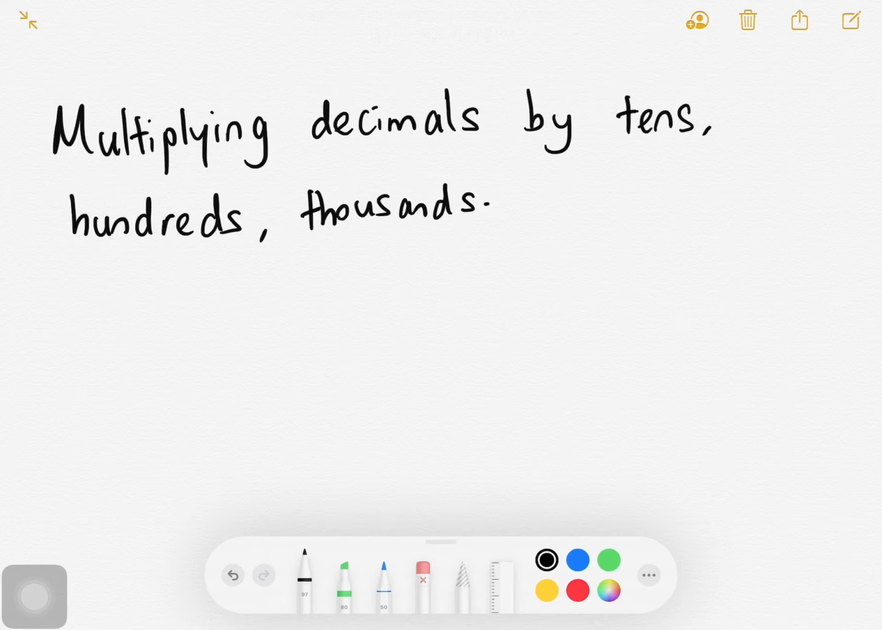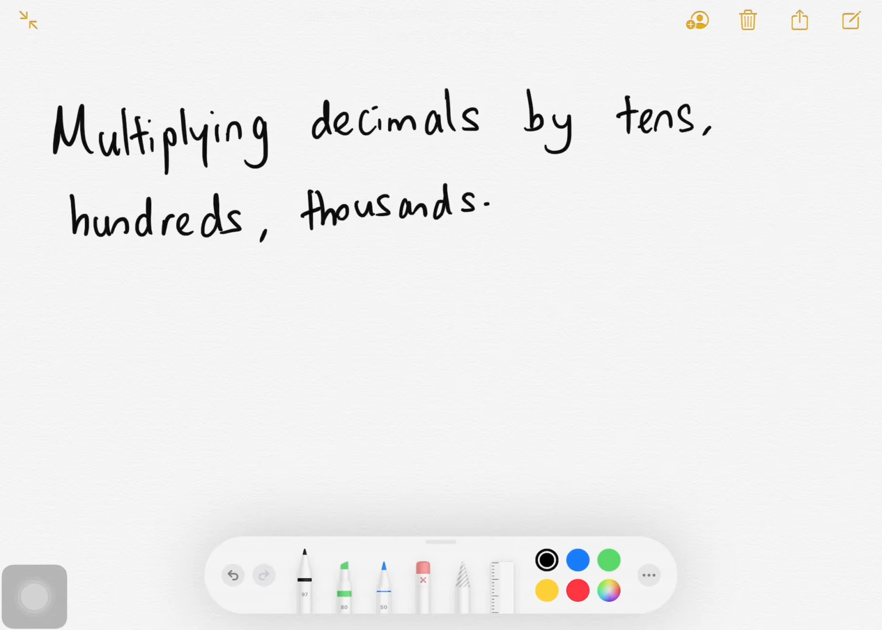Okay, for today's lesson, I'll just do a very short explanation. You will watch for more examples using the Mathtolia videos. So we are going to cover multiplying decimals by tens, hundreds, and thousands.